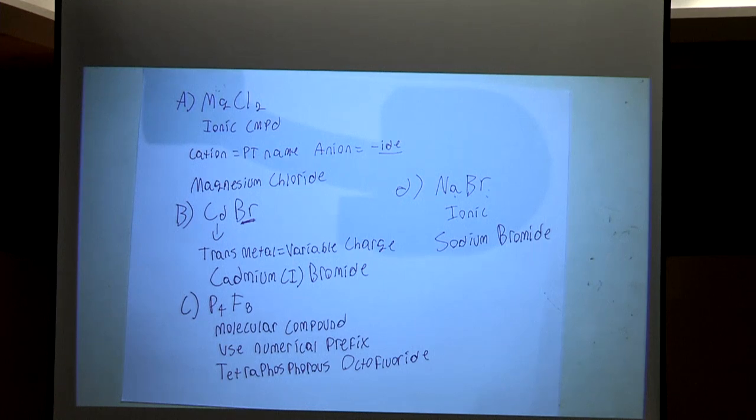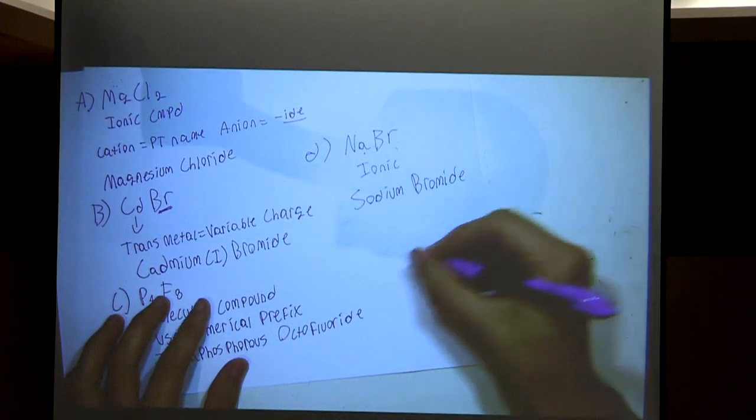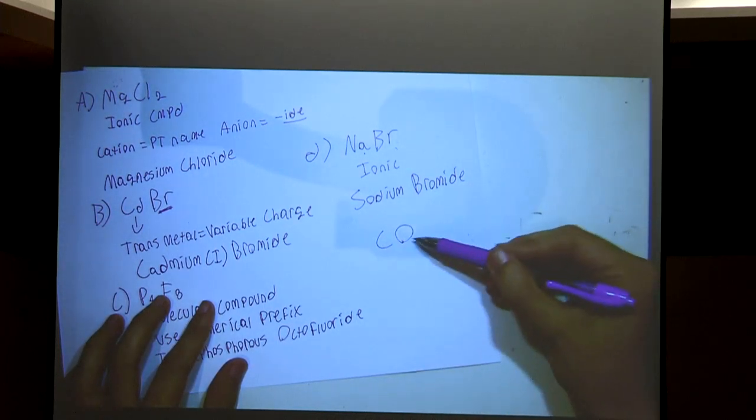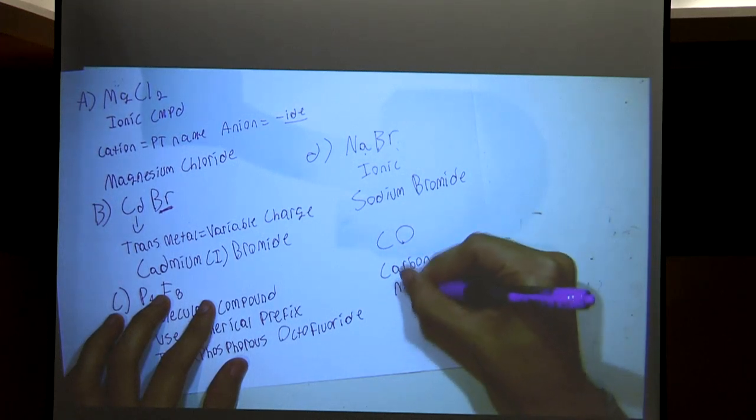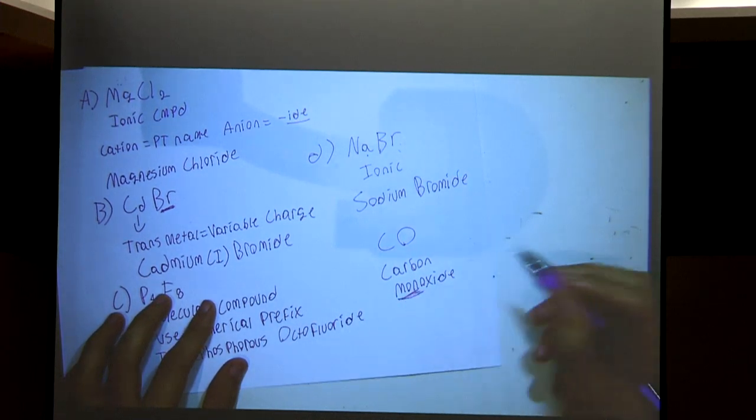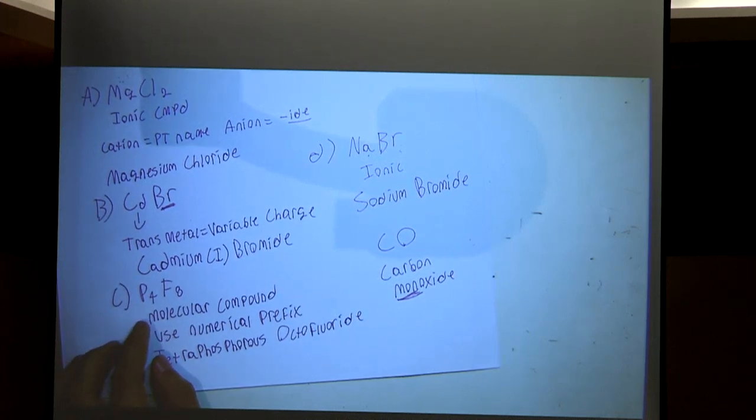That's a good question. Let me use an example for that. The answer is no, you wouldn't. If you have one of each element, let's say you have CO, you only use mono for the second element. This is carbon monoxide. You're only using that mono prefix for the second element, not for both. Okay, good question.